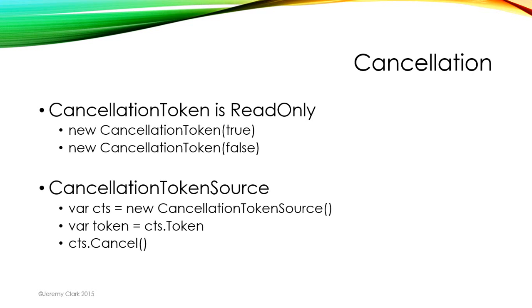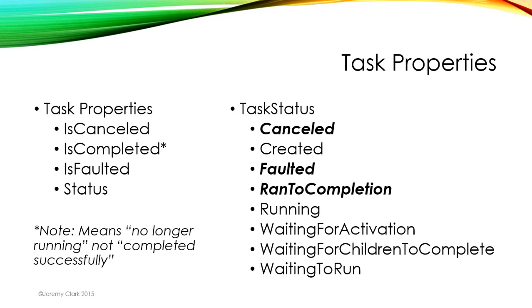The solution is simple. We just need a cancellation token source. This has a property called token, which is our cancellation token, and we can use this to pass into our asynchronous methods. But more importantly, it has a cancel method, and this will put the token into a cancellation requested state.